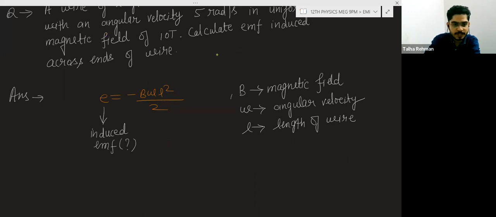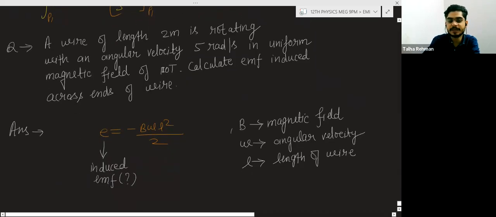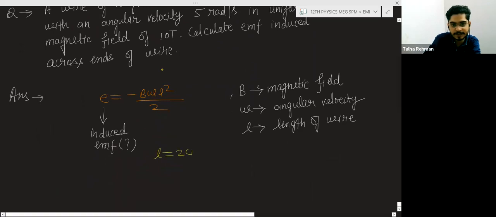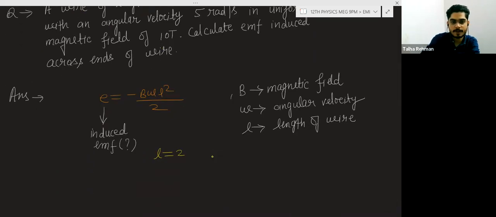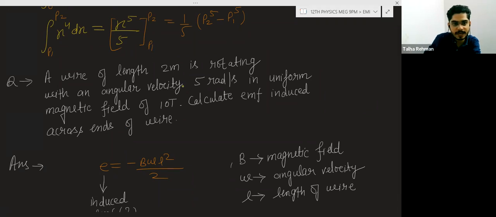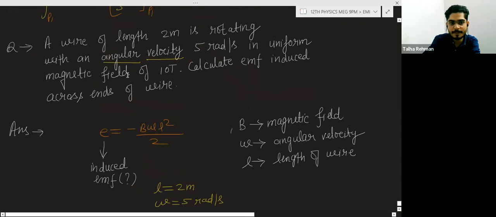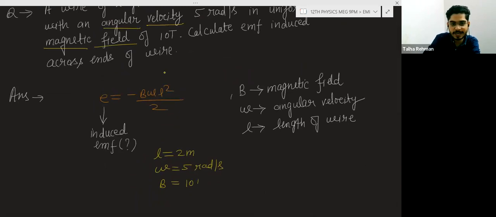Okay, right. So E is equal to, just write all the values. See here, in this question, a wire of length 2 meter is given. Small l is the length of the wire. Not 2 centimeter, 2 meter is given. So write down here meter. Rotating with an angular velocity of 5 radian per second, so omega is given as 5 radian per second. And in a uniform magnetic field of 10 Tesla. Tesla is the unit of magnetic field. So 10 Tesla is given.